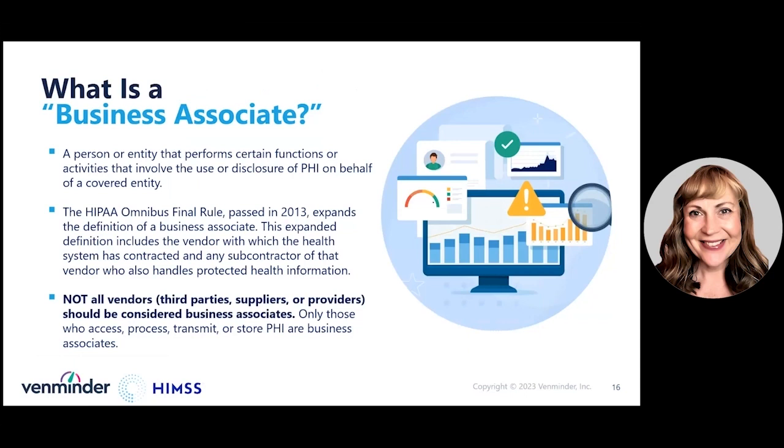So when we talk about what a third party is, it's important to keep in mind that many organizations use different names for their third party relationships, whether that's a vendor, a supplier, a provider, or a business associate. But when we come to a business associate, it's very specific. It really addresses just those vendors that need to touch that PHI.